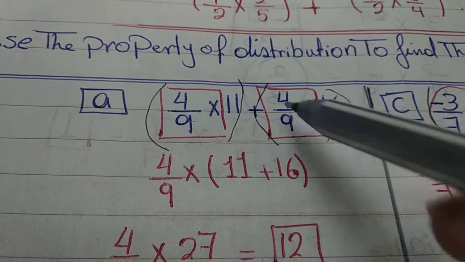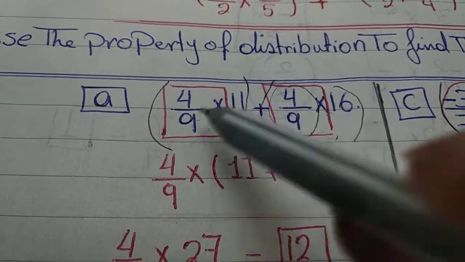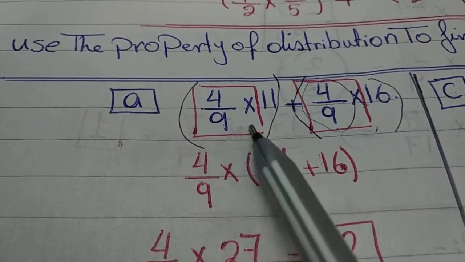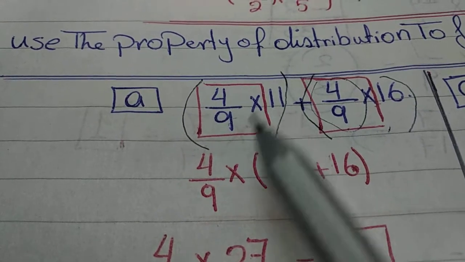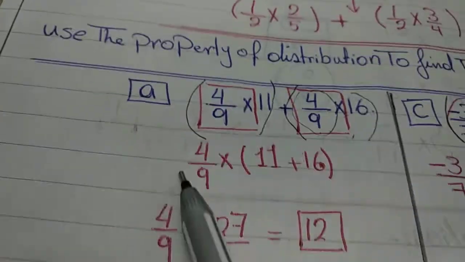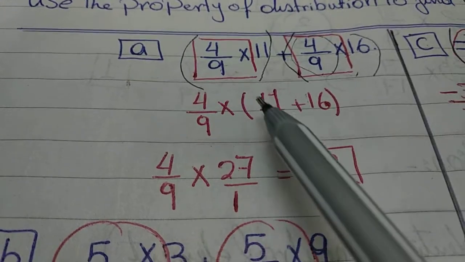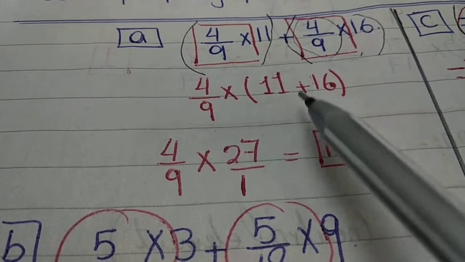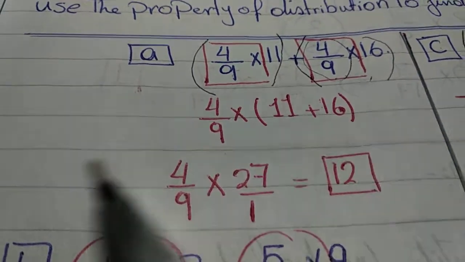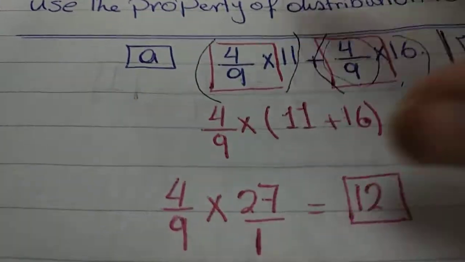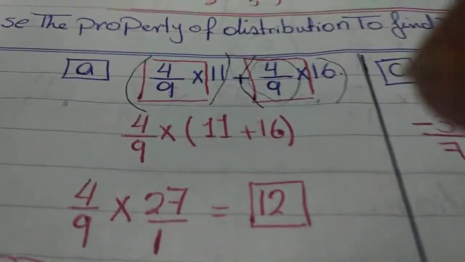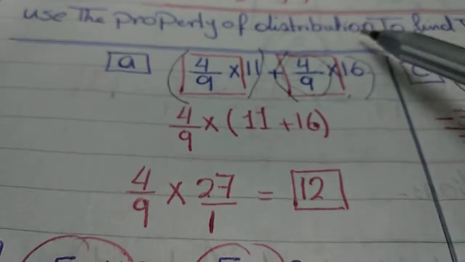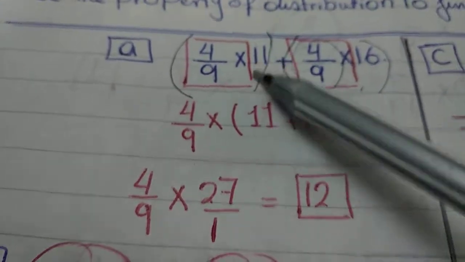So I am looking for the repeated number and the times in each group. And after that, I will take 4 over 9 times as a common factor out. 4 over 9 times, and then open bracket and write 11 plus 16. This problem is expanded. I want to use the distribution property to solve this problem.